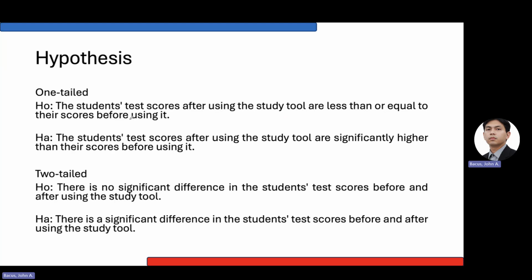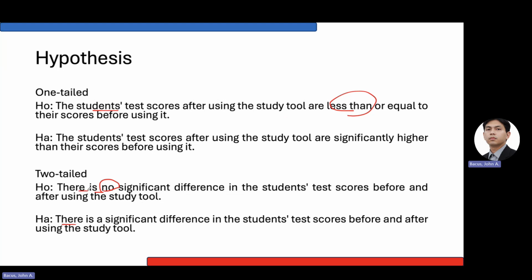For a one-tailed hypothesis test, the null is that the students' test scores after using the study tool are less than or equal to their test scores before using it. Let's focus on the two-tailed one. The null is that there is no significant difference in students' test scores before and after using the tool. You can rephrase it as much as you want, as long as the null hypothesis has words like less than or not. You can phrase it however you like.